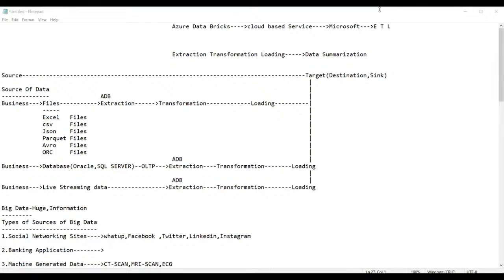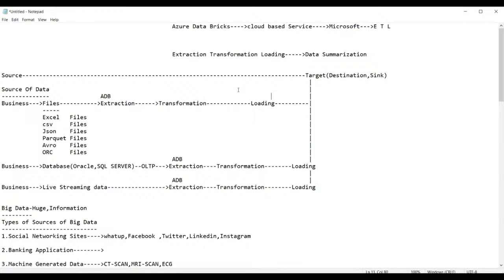I'm telling you the live scenario going on right now in most projects. Up to data ingestion, which means extraction, they use ADF. Further, for transformation and loading, some projects use ADB.